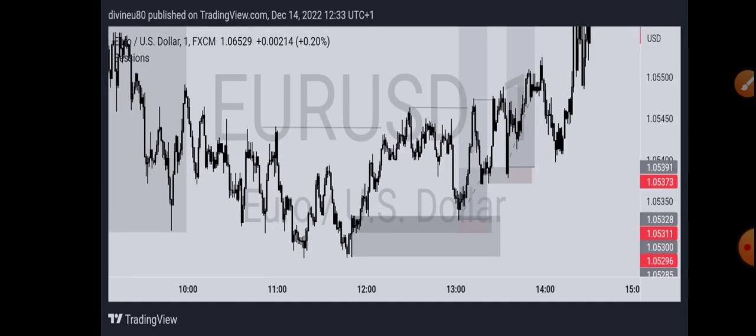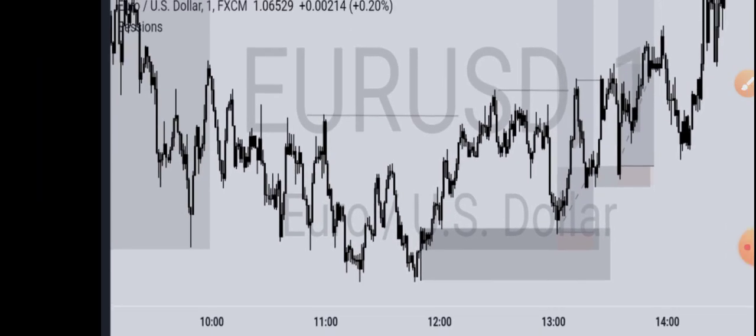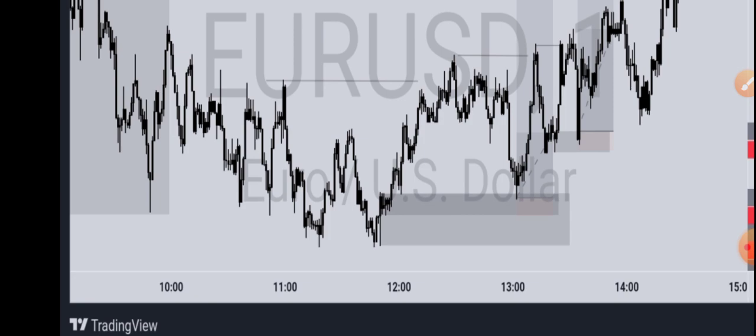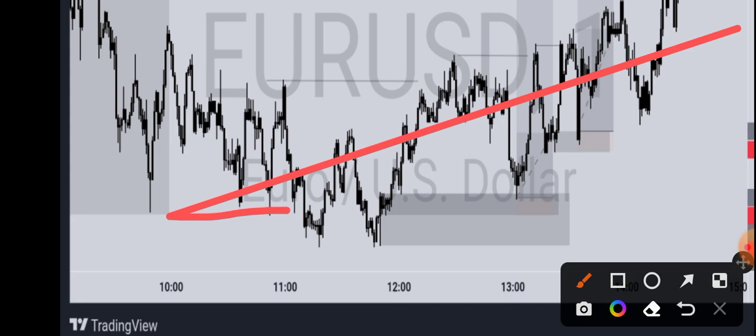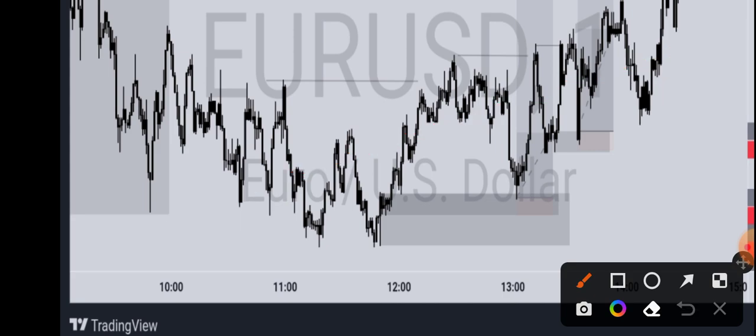Even here, I think this will be the last example of this slide. The same concept. What did the price do? Price took out liquidity and broke structure.